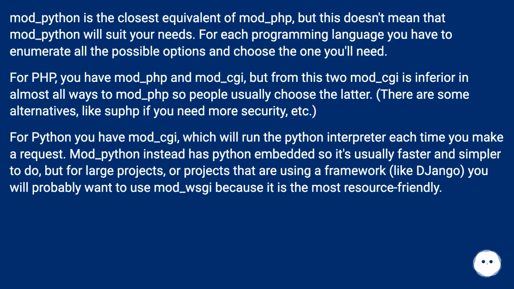For Python you have mod_cgi, which will run the Python interpreter each time you make a request. mod_python instead has Python embedded, so it's usually faster and simpler to do, but for large projects, or projects that are using a framework like Django, you will probably want to use mod_wsgi because it is the most resource-friendly.